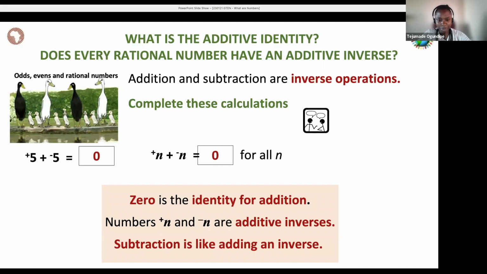So I guess numbers n and minus n are additive inverses. So subtraction is like adding an inverse, which is absolutely the same way everything we've been talking about.